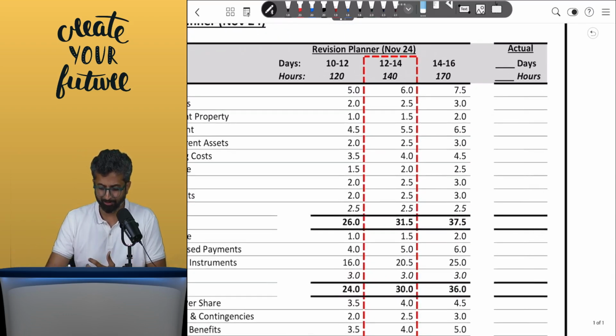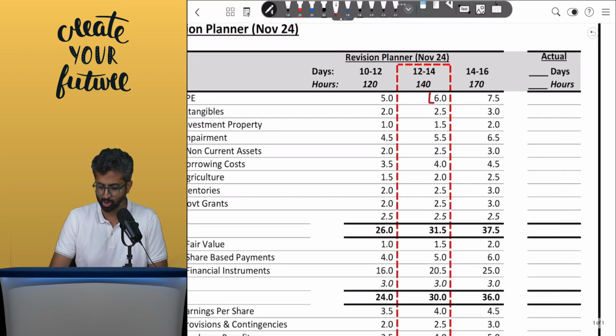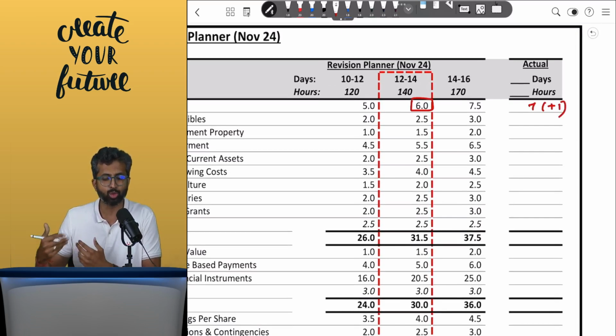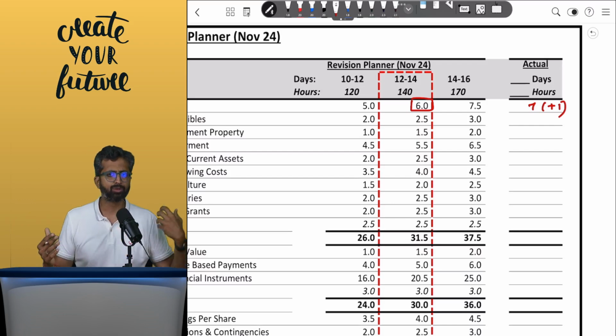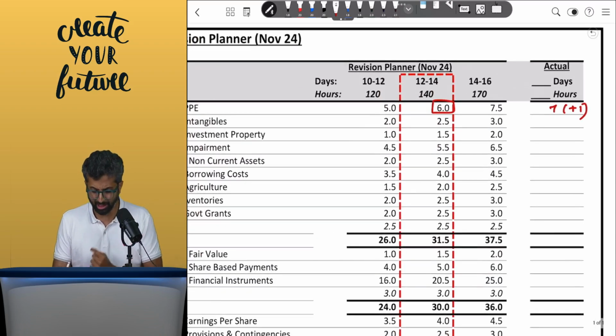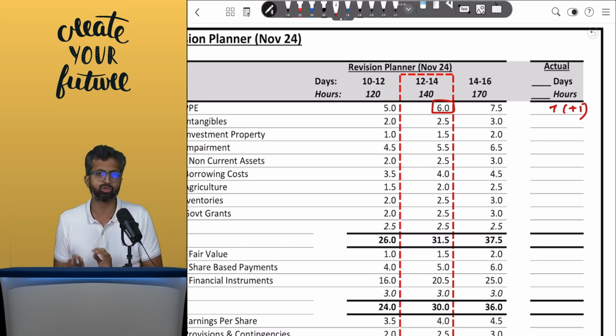So for example, if you were to start with PPE and let's say it is going to take you 6 hours and you took 7 hours, so you write 7 and plus 1, so you know that you are running 1 hour extra. It is very important that you take a printout and track it. Otherwise the course is such that you might end up taking more time, and you might not really know how much time it takes, so ensure that you track it. Again, these are indicative. For certain topics you might take more or less.